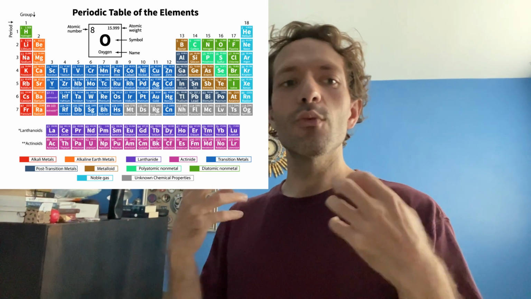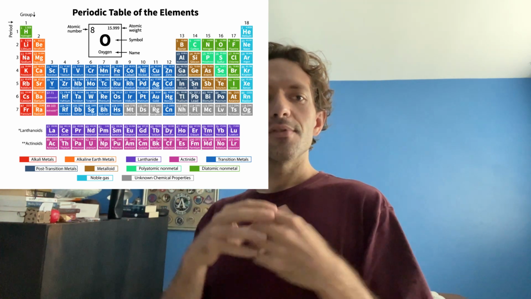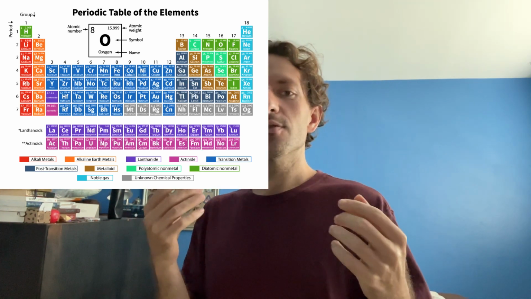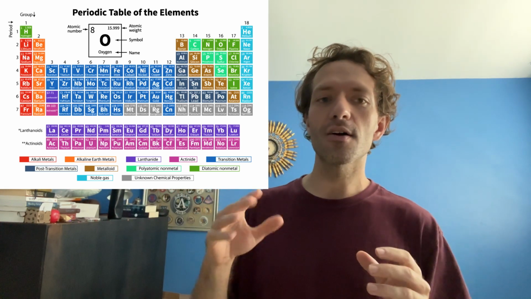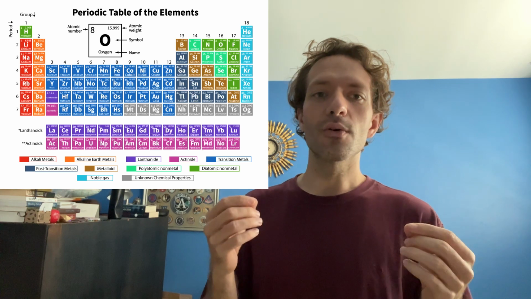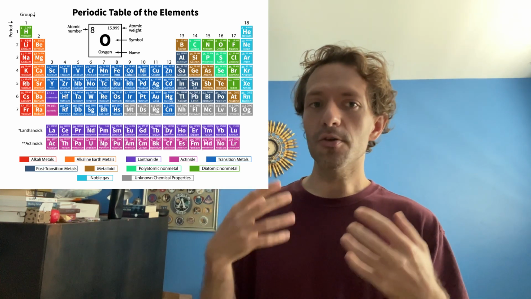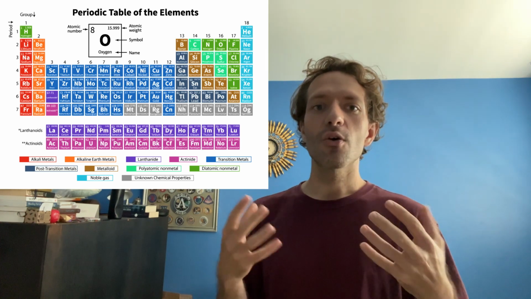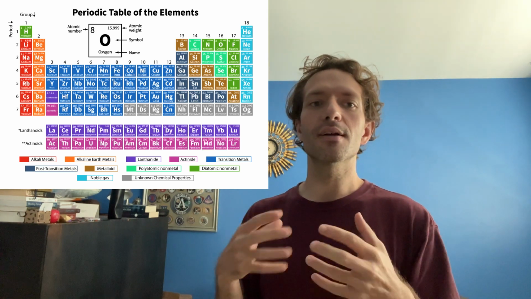Now, the periodic table of elements is a chart that organizes all known chemical elements based on their atomic number, or the number of protons in the nucleus. Elements are grouped by their properties, such as whether they are metals, nonmetals, or metalloids, and their electronic structure.